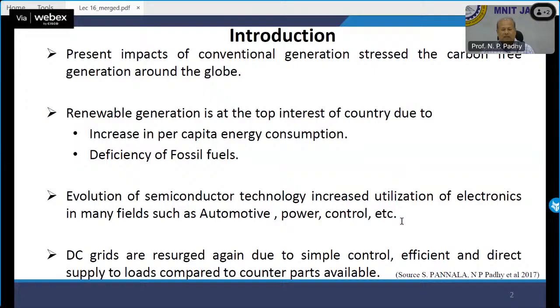Okay. So many times we believe that we are moving into green energy, but the fact is not that. We need some energy badly, and the quickest way of having energy is renewable. So evolution of semiconductor technology, increased utilization of electronics in many fields, such as automotive, power control, etc. So DC grids are researched again due to simple control, efficient and direct supply to loads compared to the counterpart available. So DC grids have become a popular thing today.